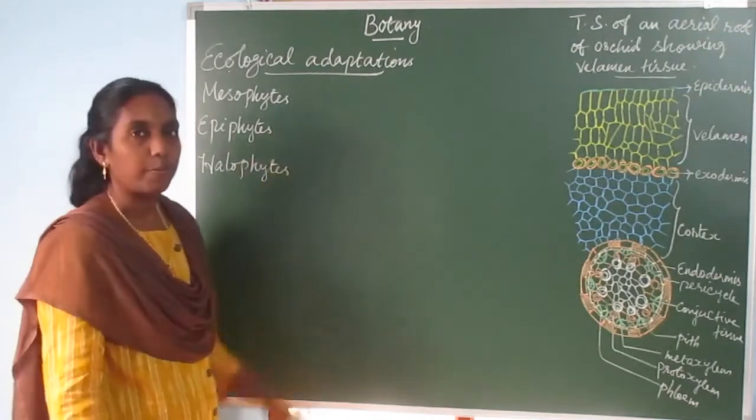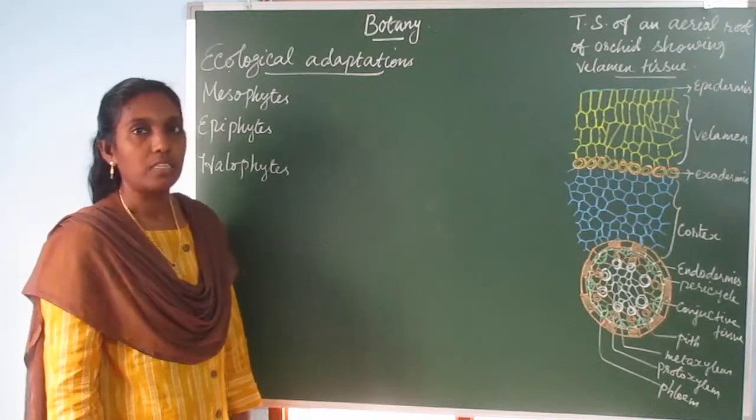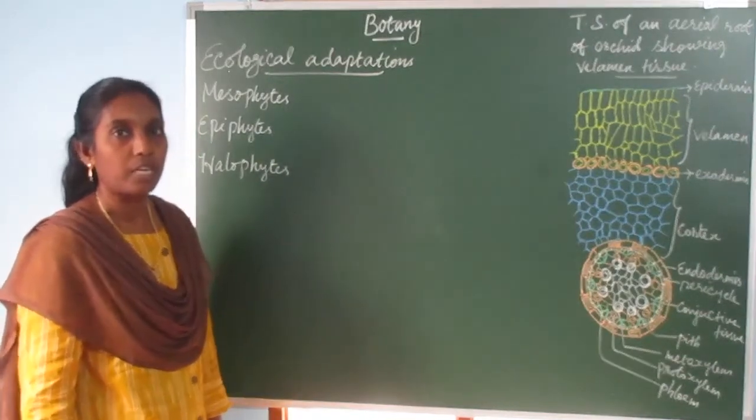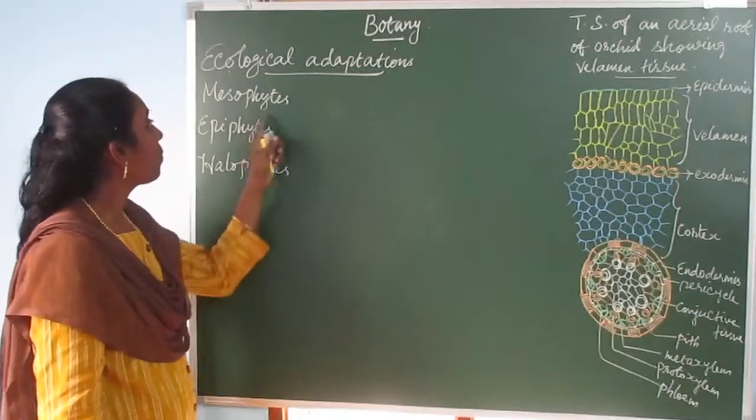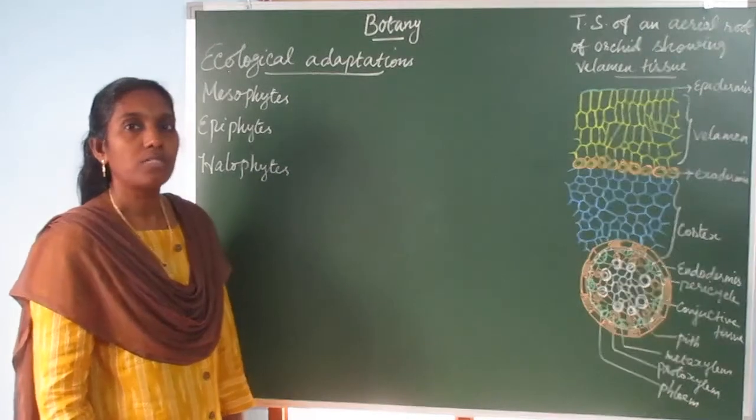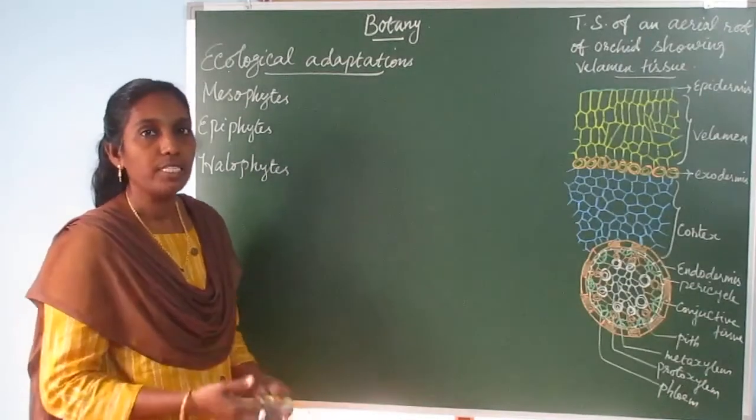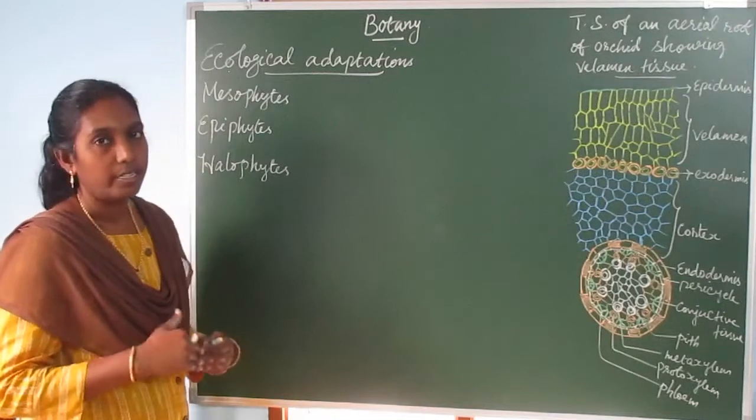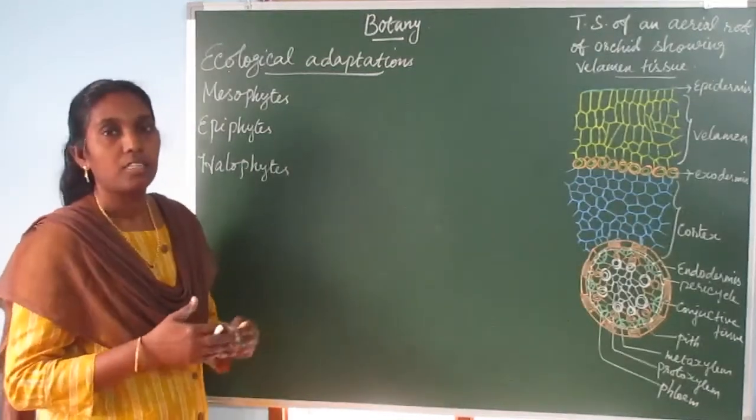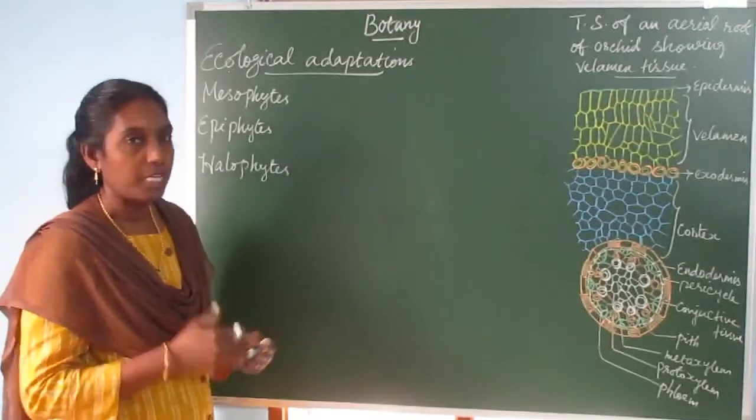The mesophytic plants live in moderate environmental conditions. The moderate plants are called mesophytes. So these plants grow neither in too wet nor too dry areas. Normal plants, what you are seeing around us, these plants are called mesophytes.